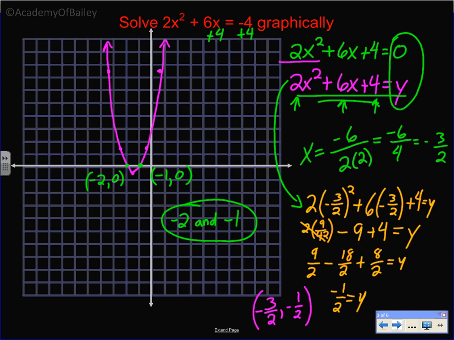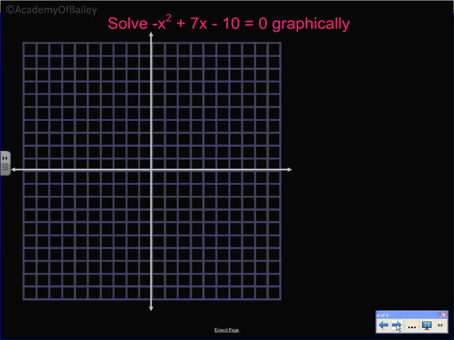Okay, that's the first one. The second one here, we do the same thing. We notice we get lucky here because it already says it's equal to 0. So what we need to do is graph the function negative x squared plus 7x minus 10 is equal to y. We need to graph that function.